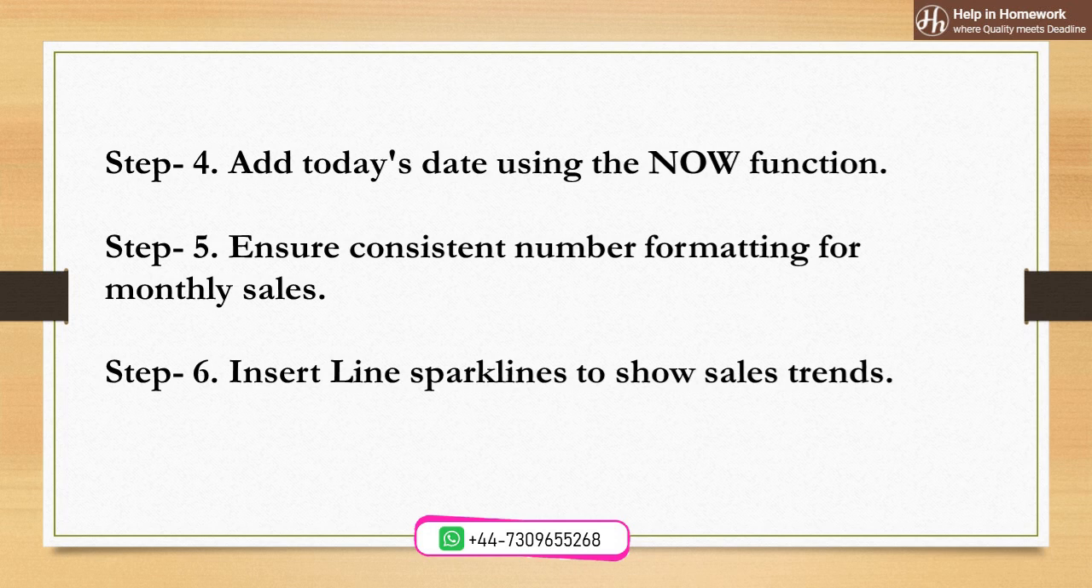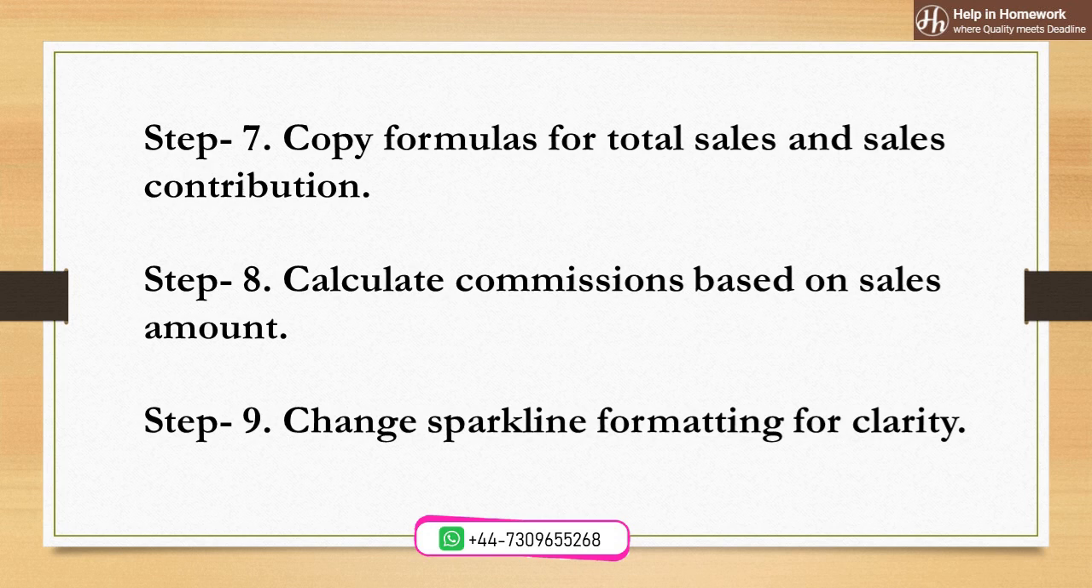Step 5. Ensure consistent number formatting for monthly sales. Step 6. Insert sparklines to show sales trends. Step 7. Copy formulas for total sales and sales contribution. Step 8. Calculate commissions based on sales amount. Step 9. Change sparkline formatting for clarity.